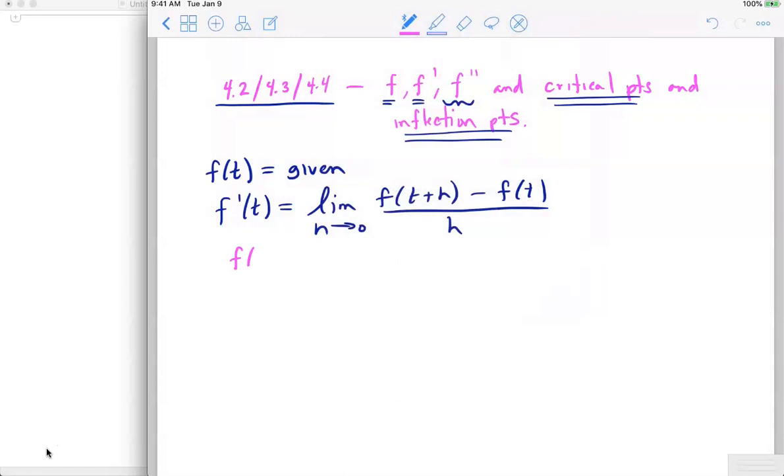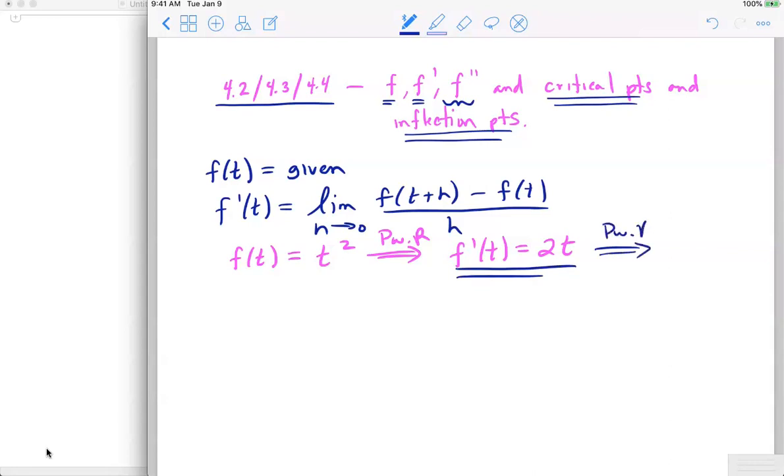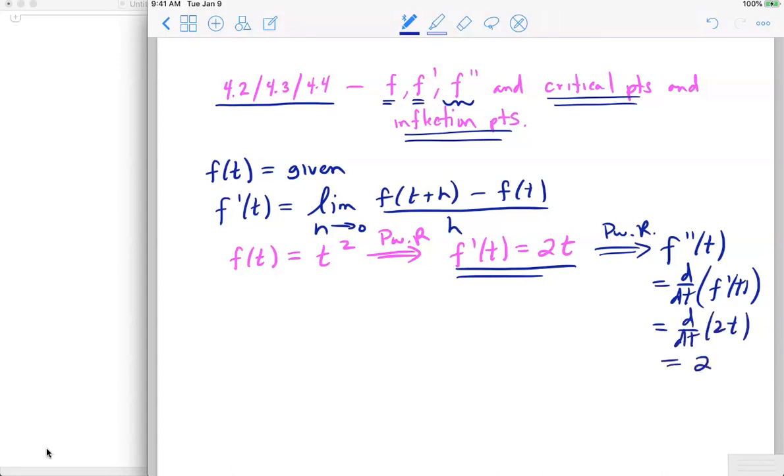And we knew, for example, we've developed some shortcuts, that if the function f of t was equal to t squared, then there was this thing called the power rule, and we know that f prime at t, if we actually did that limit, would come out to be 2t. And because the derivative is also a function, we could do the power rule again on that function and find something called f double prime of t, which is the derivative of the first derivative. So the derivative of 2t would come out to be equal to 2.